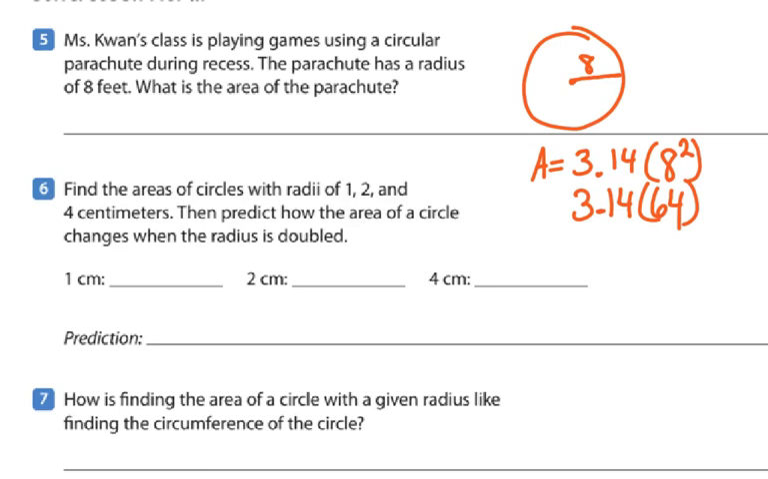So when I say 3.14 in my calculator times 64, I get 200.96. So it didn't ask me to round on this, so I would just put feet squared there, or square feet, either one.